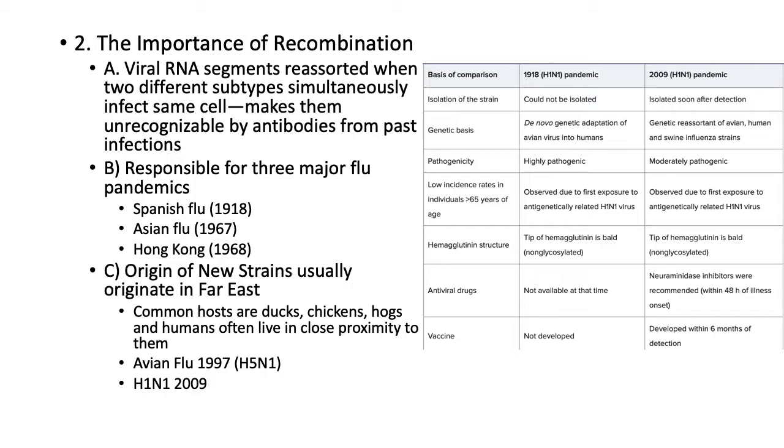What about the Black Plague? The Black Plague was also caused by a virus, and it was spread among rats.